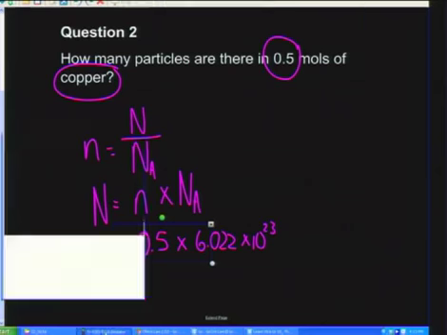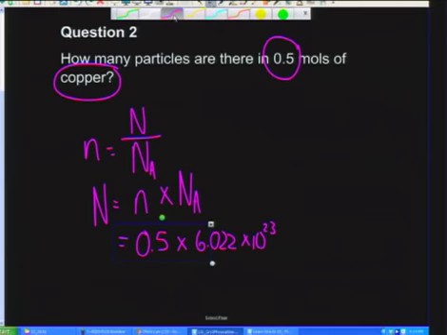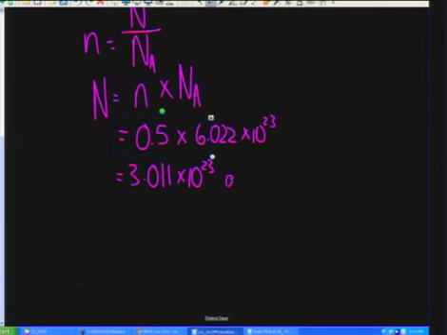Let's go across to our calculator. Clear those. 0.5 multiplied by 6.022 times 10 to the power of 23 equals 3.011 times 10 to the power of 23. So going back here, let's write our answer. 3.011 times 10 to the power of 23, and that is atoms or particles, whichever it is.